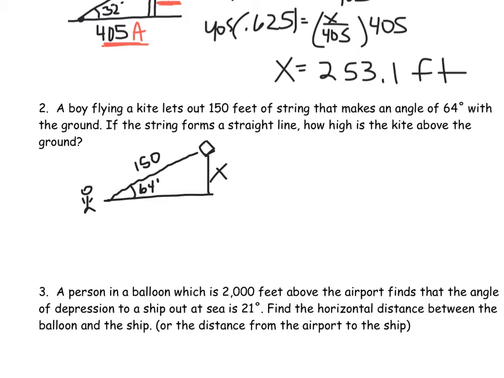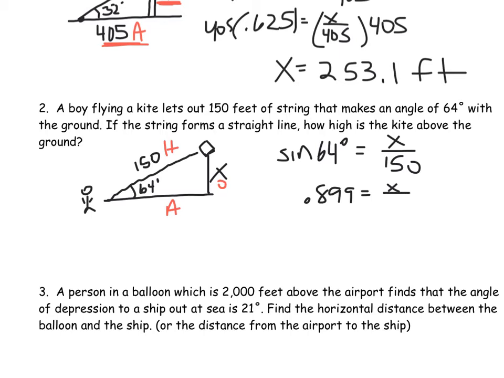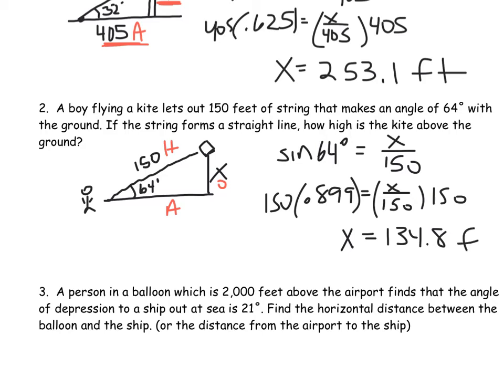So we draw our picture, label H, O, A. I have stuff at O and H, so I'm going to use sine. Sine of 64 degrees equals x over 150. Sine of 64 is 0.899. And multiply by 150 on both sides. And our unit is feet.